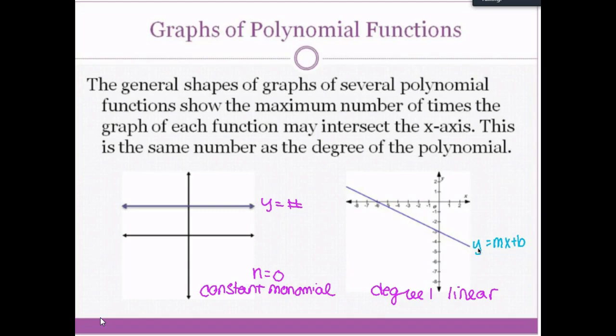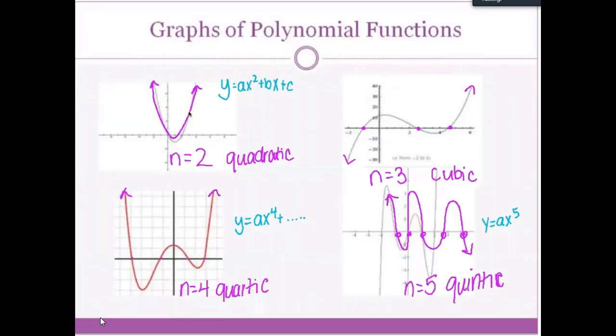The second graph represents degree 1, that is linear. The next graph is a parabola, that's degree 2. It's a quadratic. The third graph is cubic.